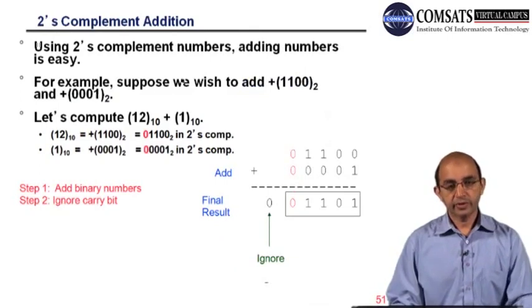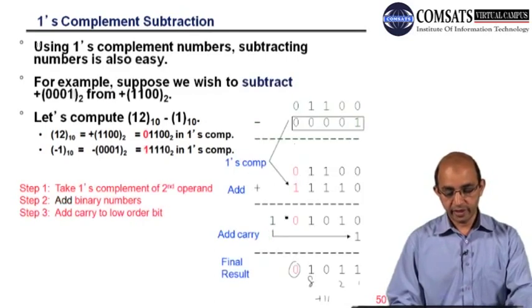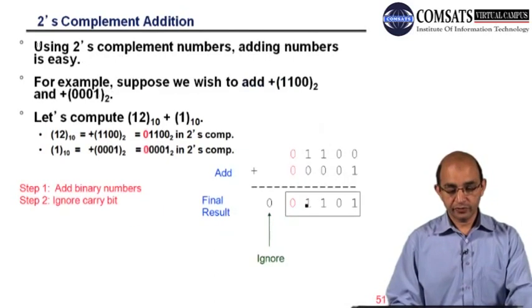Now let's talk about 2's complement addition. Here we have positive numbers: 1 1 0 0 plus 1. There is no carry, and we will ignore the carry. In 1's complement the carry moves here, but for 2's complement we ignore the carry.